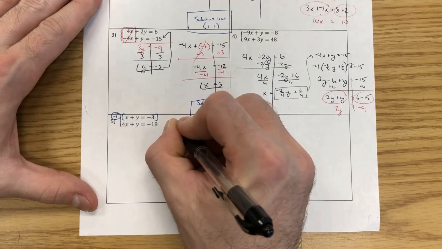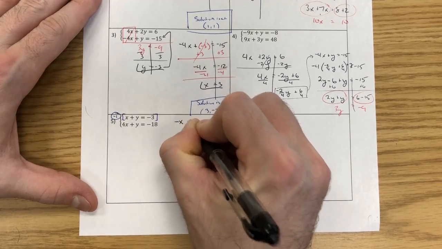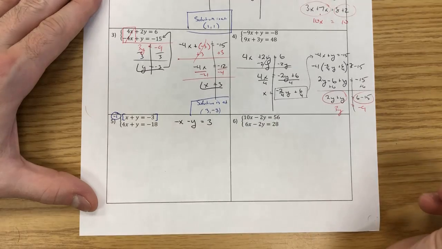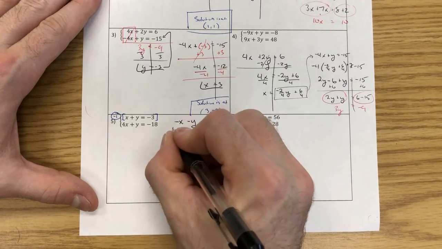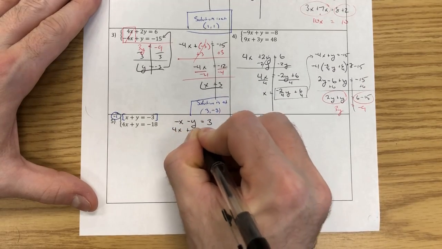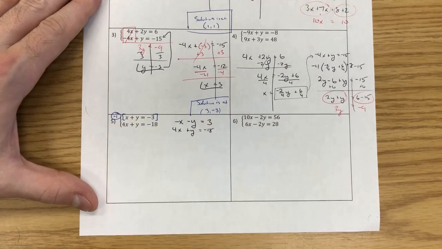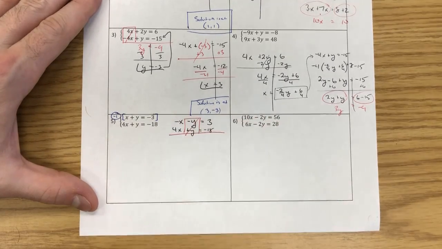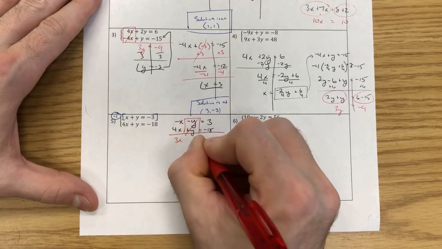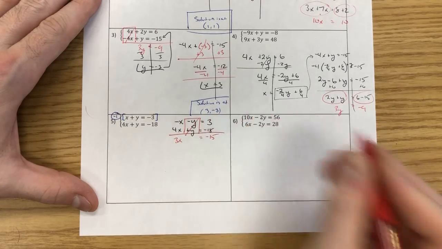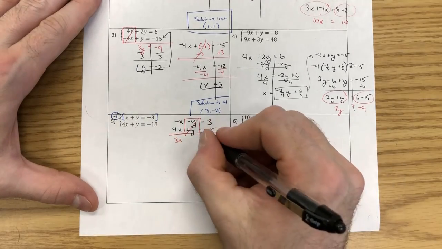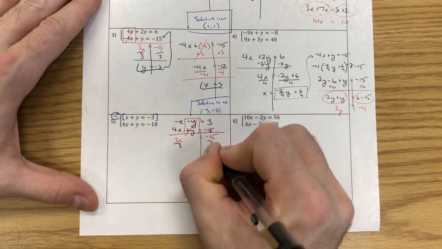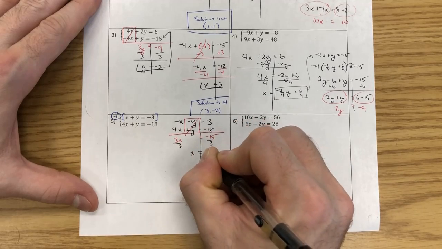So I have negative x minus y equals positive 3. The bottom one I'm going to keep exactly the same. So that when I add them together, guess what happens? Those go away. 3x equals negative 15. Divide by 3, x equals negative 5.